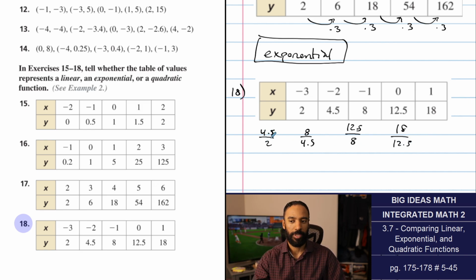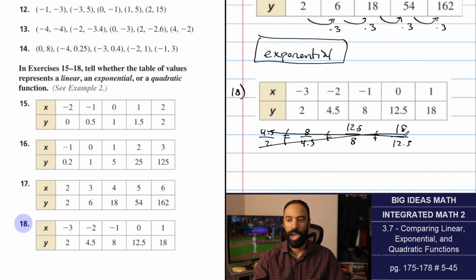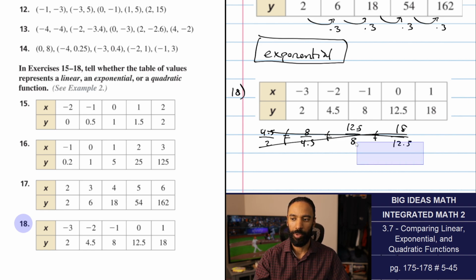Well, 4.5 divided by 2 is more than 2. I mean, it's 2 1/4, but it's more than 2. 8 divided by 4.5 is less than 2, so those aren't the same. This is getting even lesser than what that one was. This is not exponential. So where do we go from there?